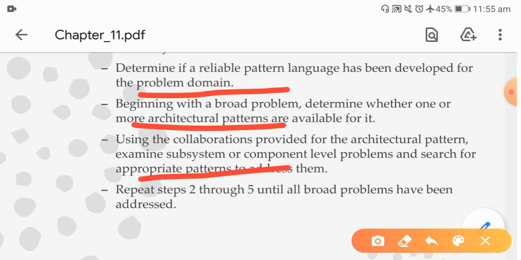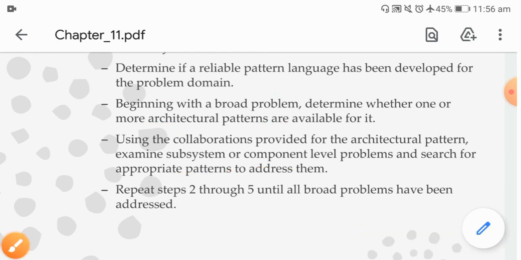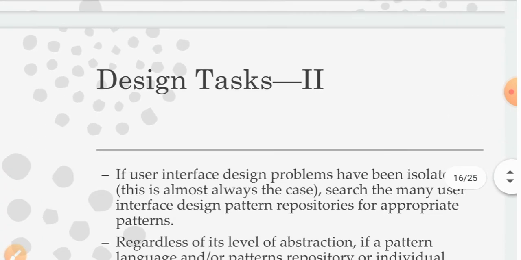Next one is using the collaborations provided for the architectural pattern. Examine subsystem or component level problems and search for appropriate patterns to address them. So once you collaborate your architecture pattern and examine the subsystems, that is, the sub operations which are going to be performed in your system, you can merge them and develop the pattern to address all these solutions. You can repeat steps 2 to 5 until all your problems are addressed and you define the solution.